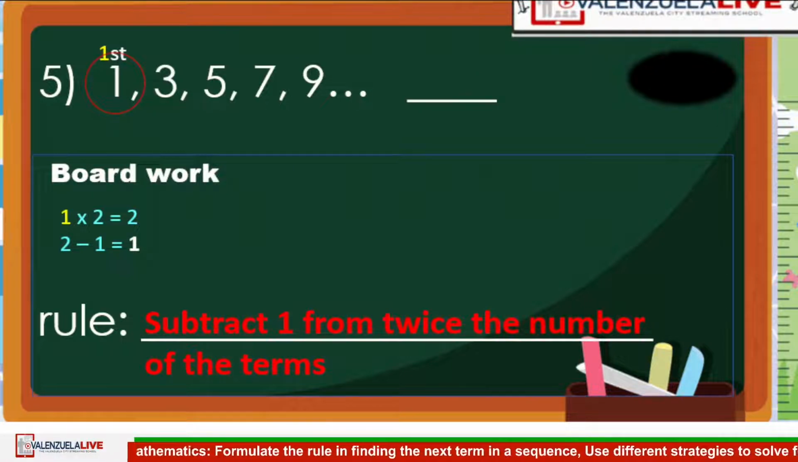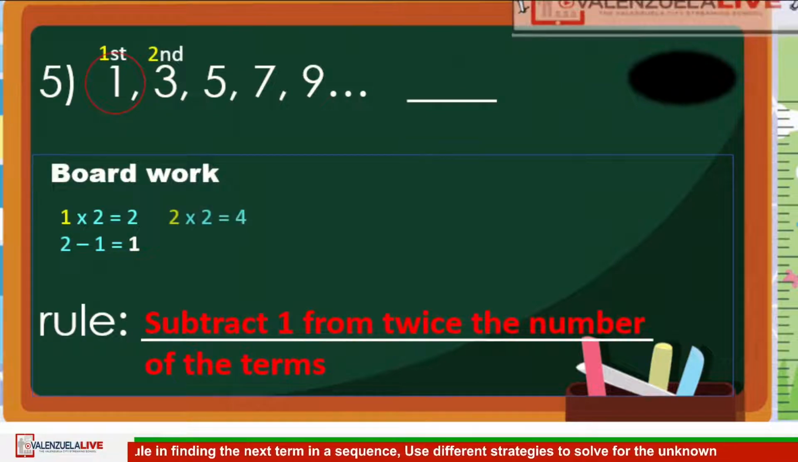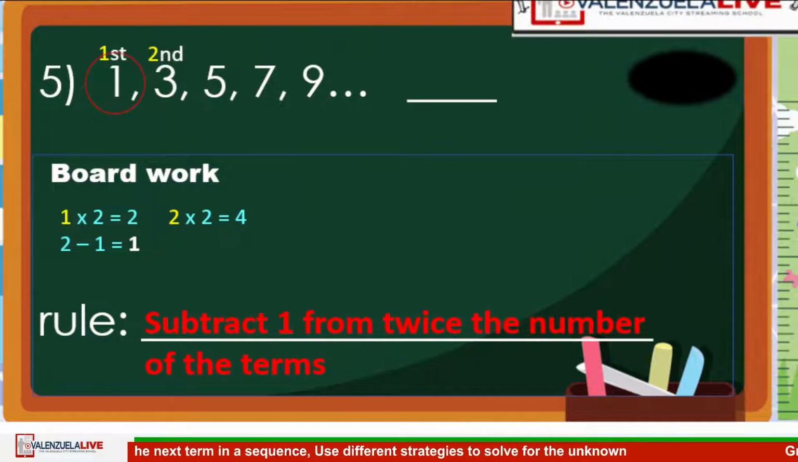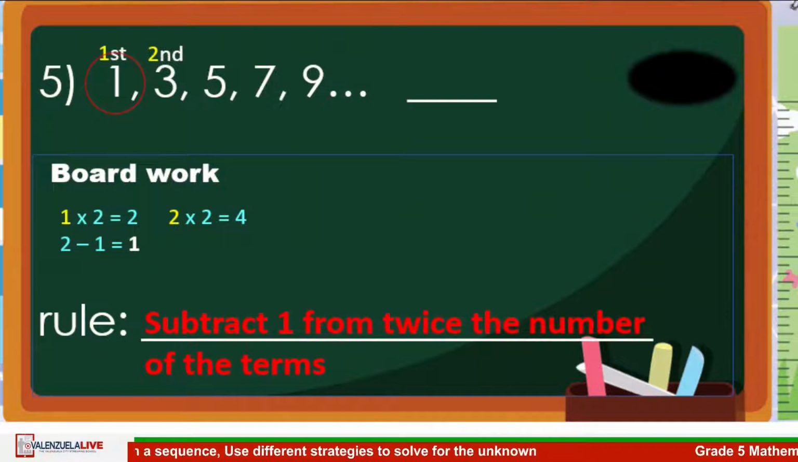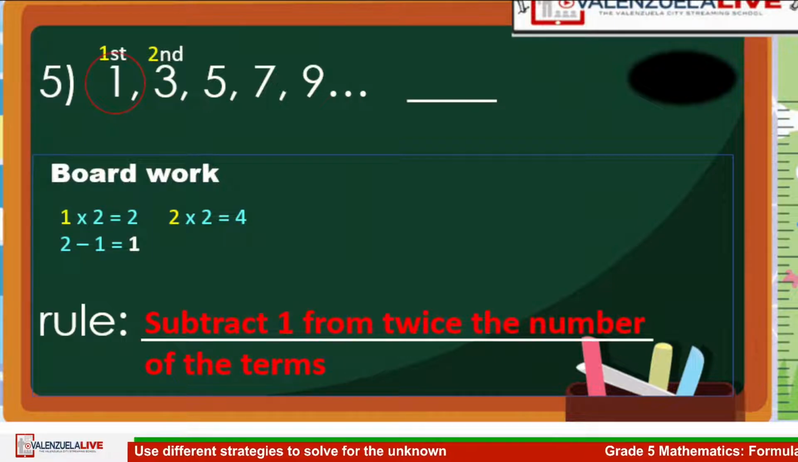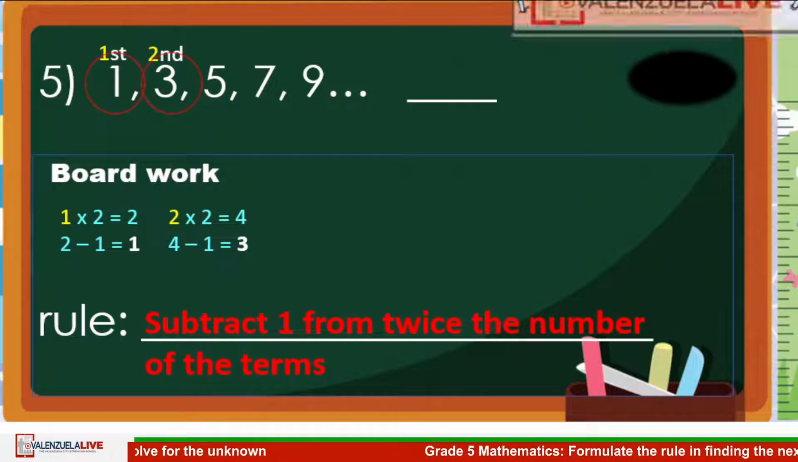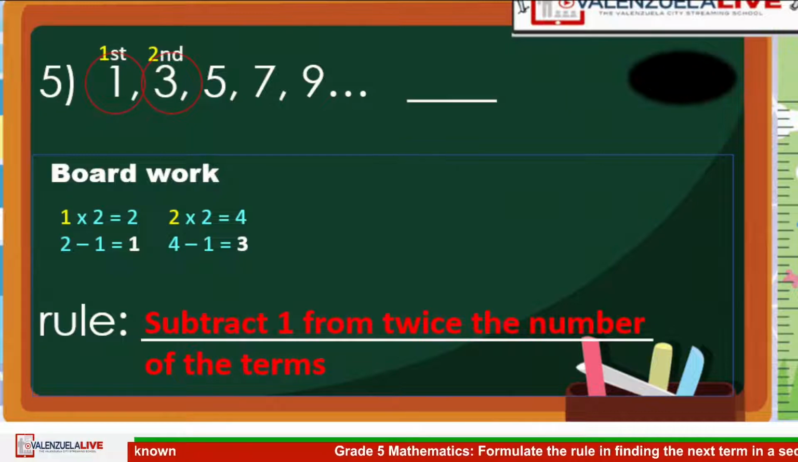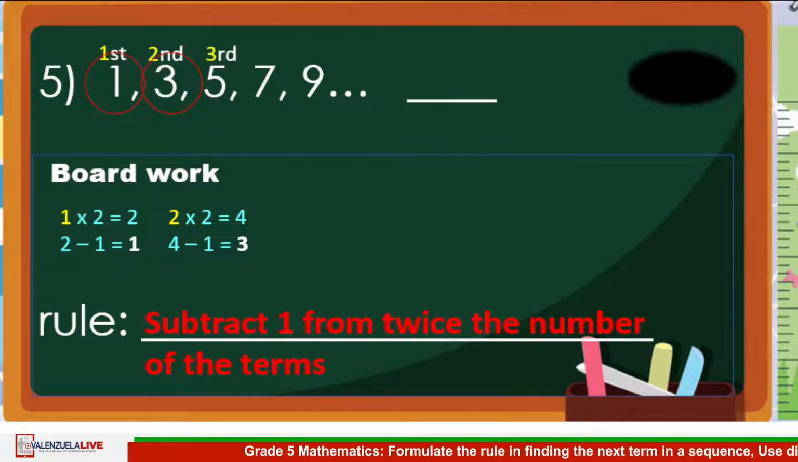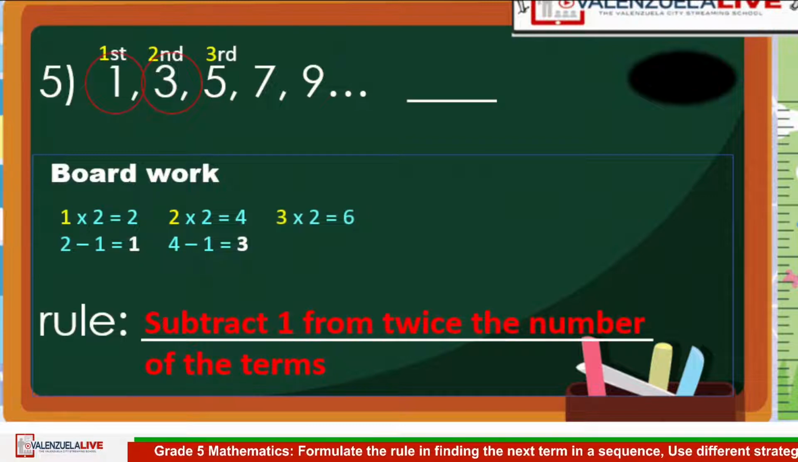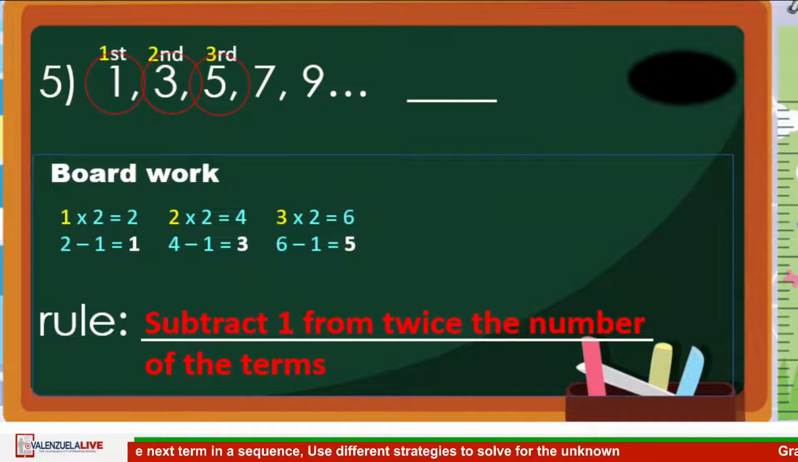So that will be our first term. For the second term, again, we have to use the number of the term. So we have 2 times 2 is equal to 4. Then, following the rule, 4 minus 1 gives you 3, and that is our second term. Now, to get the third term, you have to use the number 3. Multiply it by 2, that gives you 6. And then you have to subtract: 6 minus 1 gives you the third term.